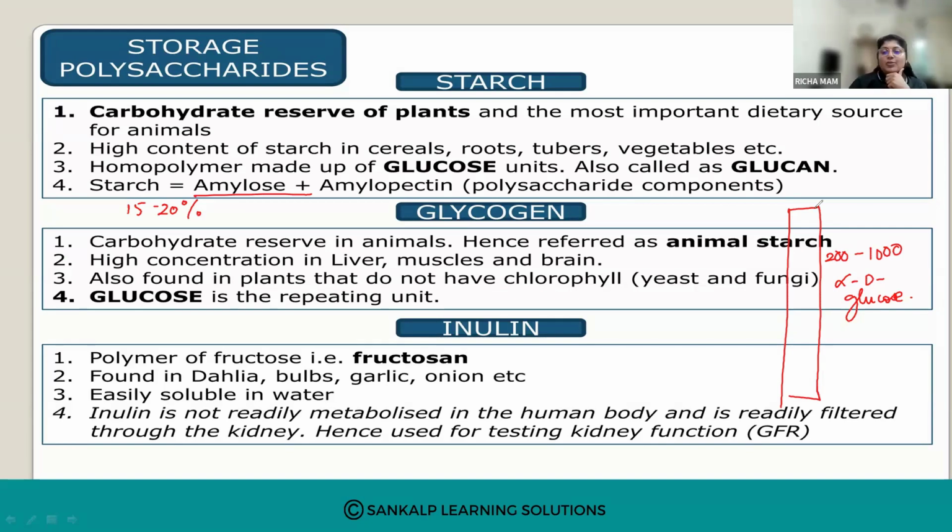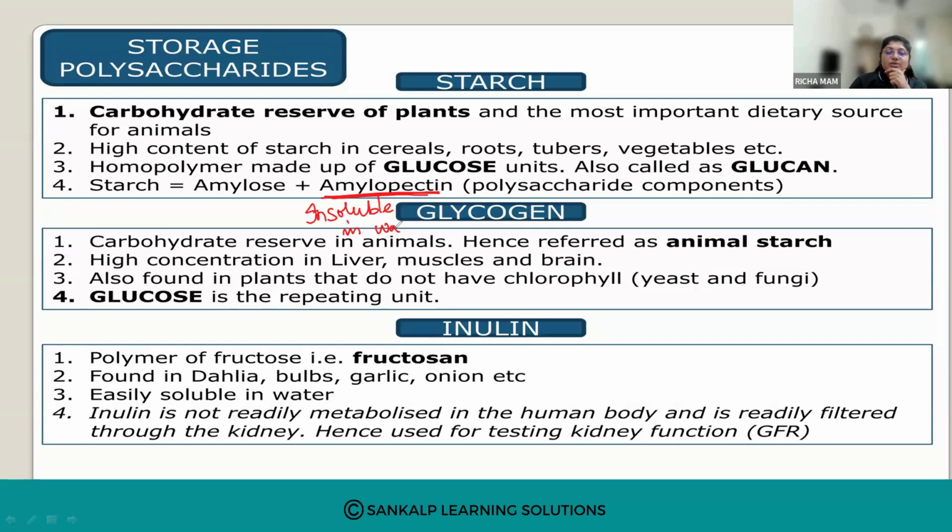So this was about amylose. Now, what about amylopectin? Amylopectin is insoluble in water, and it consists of 80 to 85% of starch.